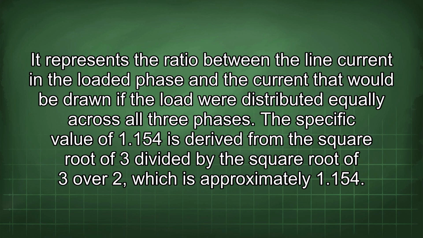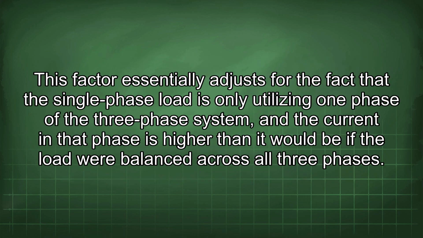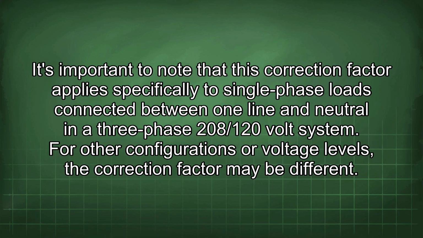The specific value of 1.154 is derived from the square root of 3 divided by the square root of 3 over 2, which is approximately 1.154. This factor essentially adjusts for the fact that the single-phase load is only utilizing one phase of the three-phase system, and the current in that phase is higher than it would be if the load were balanced across all three phases. It's important to note that this correction factor applies specifically to single-phase loads connected between one line and neutral in a three-phase 208/120 volt system. For other configurations or voltage levels, the correction factor may be different.